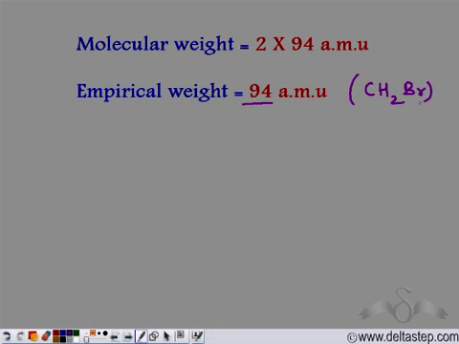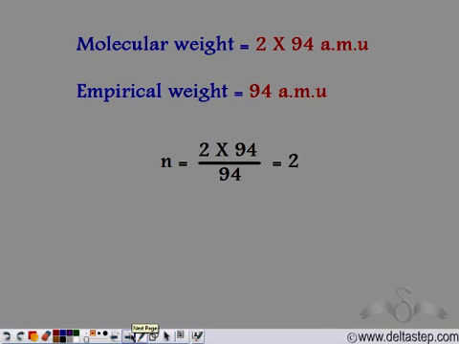Now we calculate the factor. The factor, that is the molecular formula weight divided by the empirical formula weight. So when we calculate this, we get 2. The 94 and 94 get cancelled and we get 2.